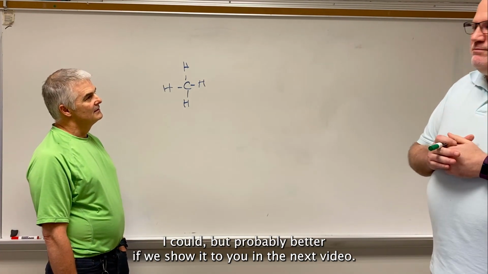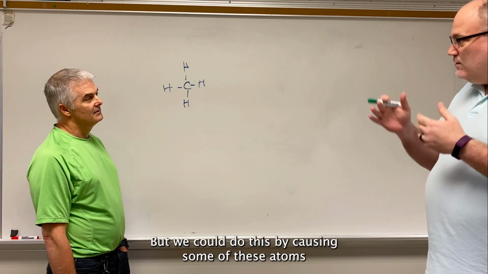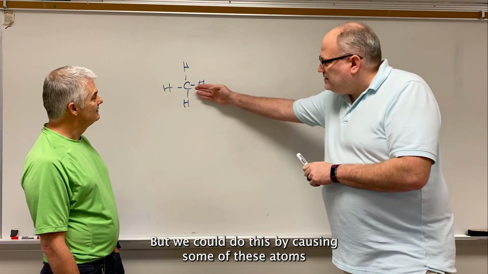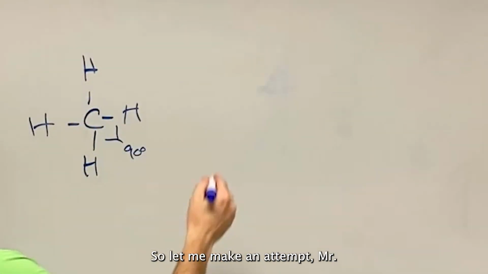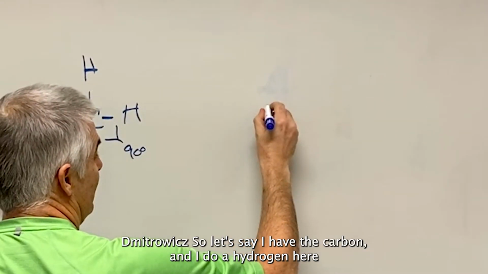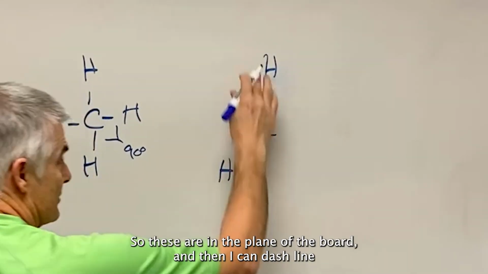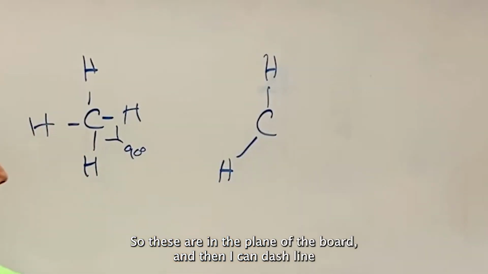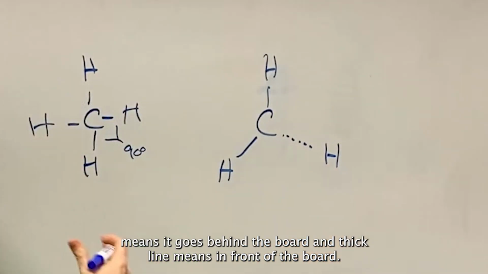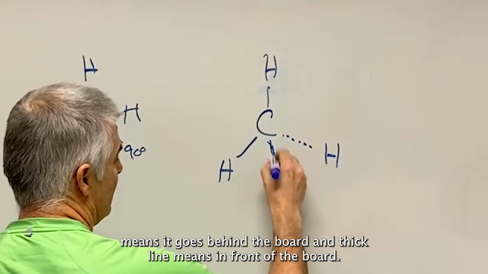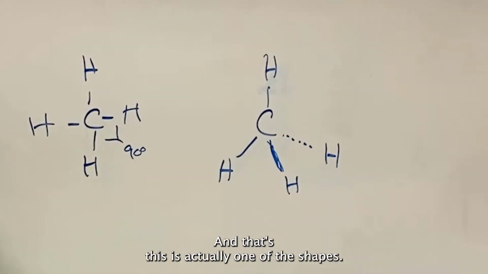I could, but it's probably better if we show it to you in the next video using models. But we could do this by causing some of these atoms to come out of the board at us. So let me make an attempt, Mr. Dimitrich. Let's say I have the carbon, and I do a hydrogen here and a hydrogen here. So these are in the plane of the board. And then a dashed line means it goes behind the board, and a thick line means in front of the board. And this is actually one of the shapes.